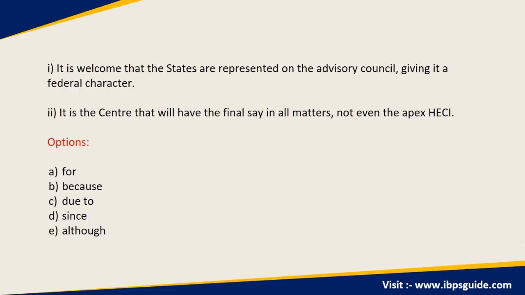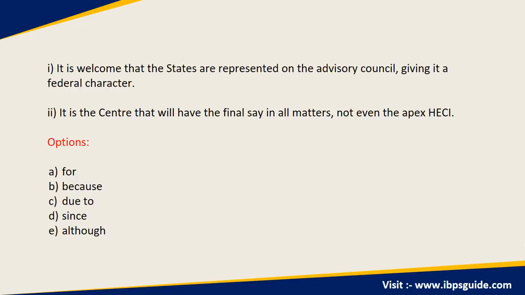So you can see that there is a contradiction. In the first sentence, they're saying that the state representatives have a say. In the second sentence, they're saying that the center will only make the final decision, which means the state representatives don't have a say in the final decision, right? So these two sentences are in contrast. Therefore, we need to look for contrast signs. Let's look at the options.